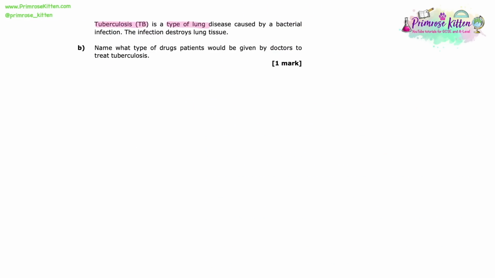Tuberculosis, or TB, is a type of lung disease caused by a bacterial infection. The infection destroys lung tissue. Name what type of drugs patients would be given by doctors to treat tuberculosis. So if we didn't already know, TB is caused by bacteria, so hopefully we should know what type of drugs kill bacteria. That is antibiotics.